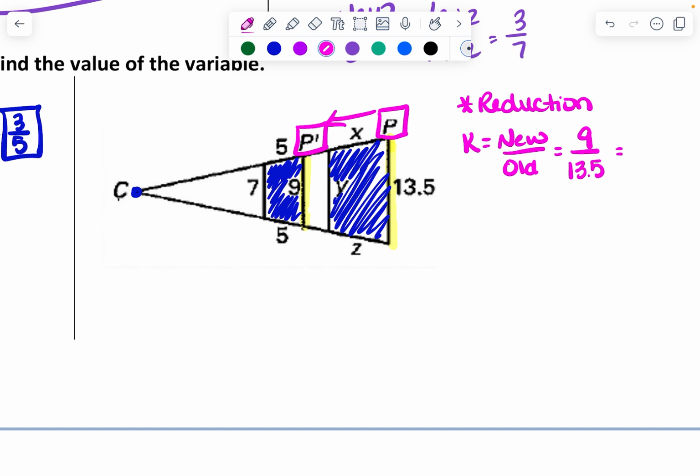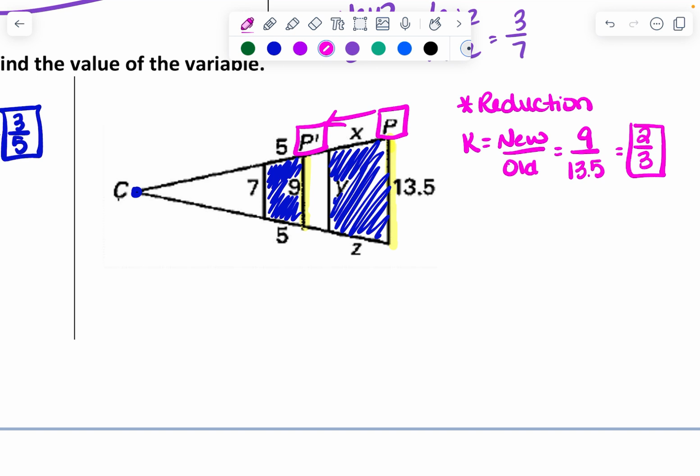And when you divide that, you get 0.6 repeating. Turn that back into a fraction, it's going to be 2/3. So again, our scale factor is 2/3. The lengths of the sides are getting 2/3 as big. The lengths from the points are getting 2/3 as small to get closer to that center of dilation.